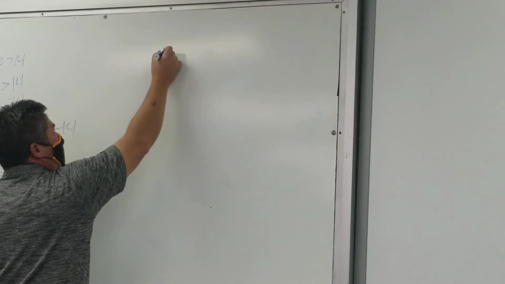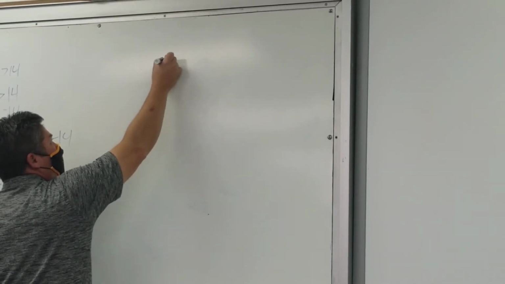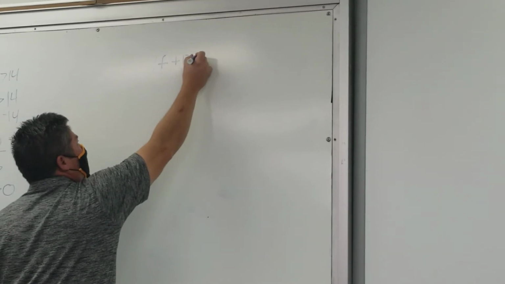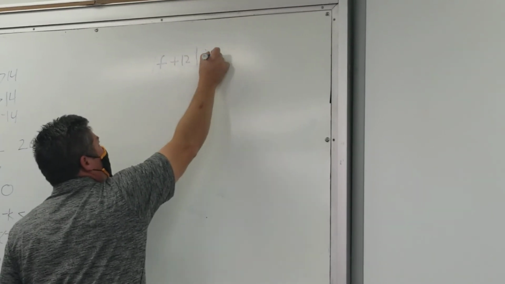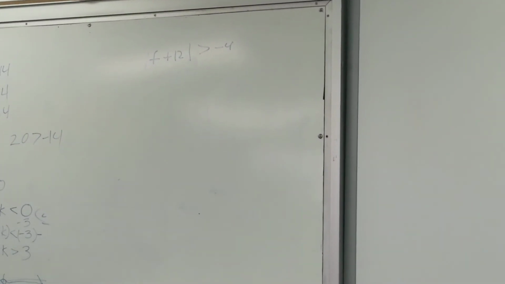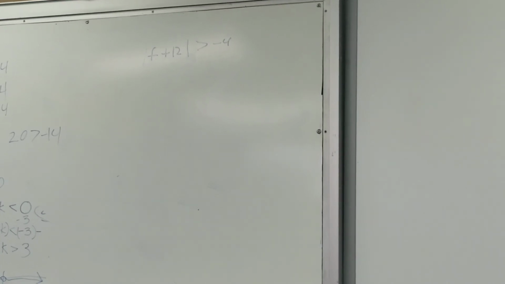The absolute value of f plus 12 is greater than negative 4. Why is this one a problem? What if it was equal to negative 4? Could the absolute value equal a negative?